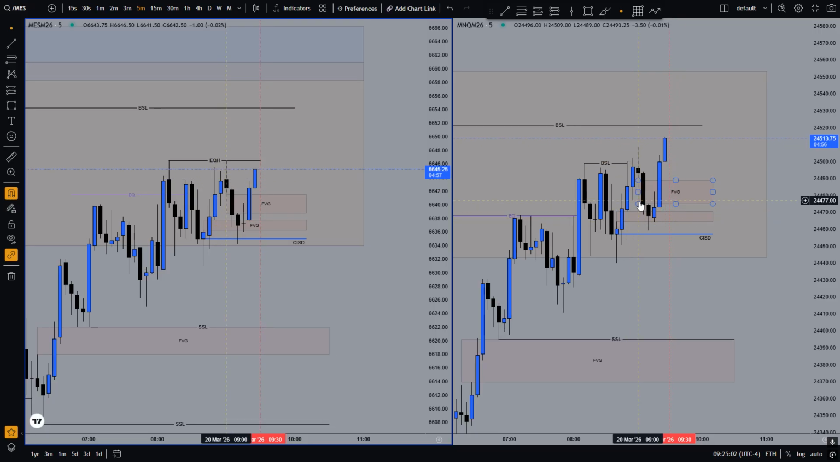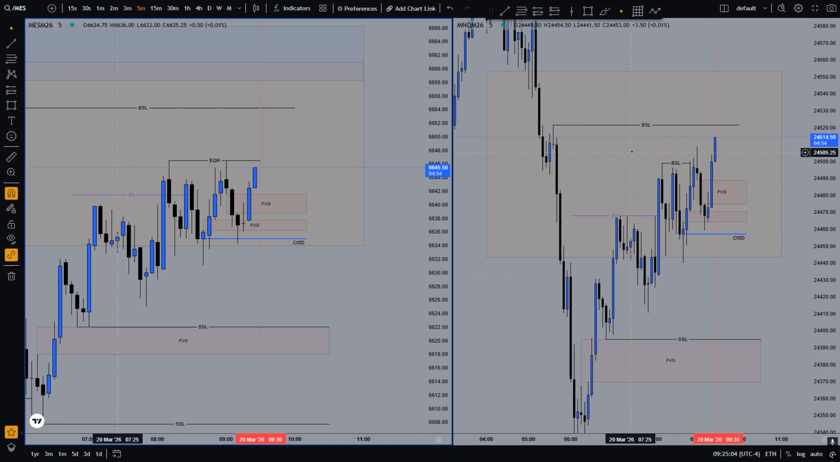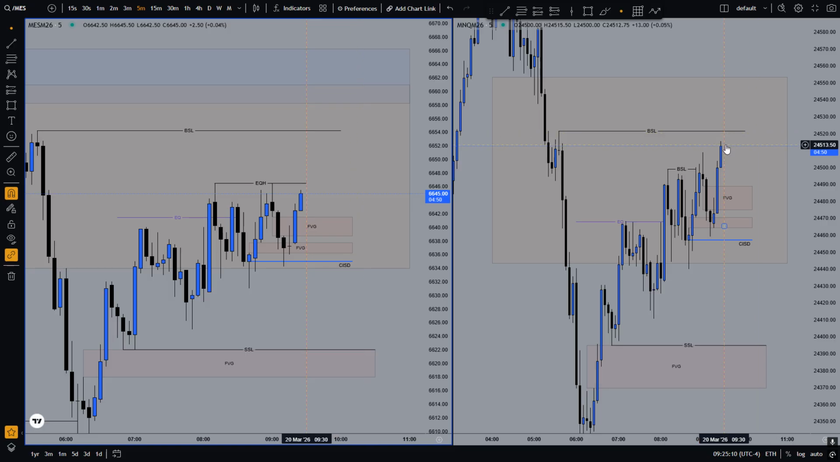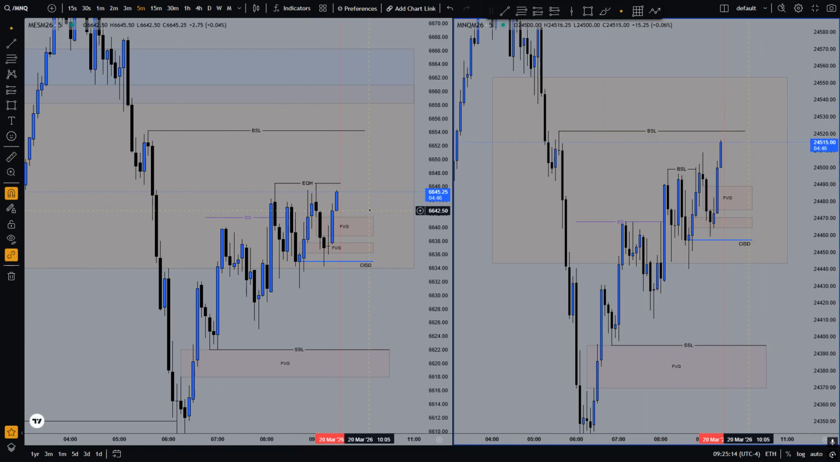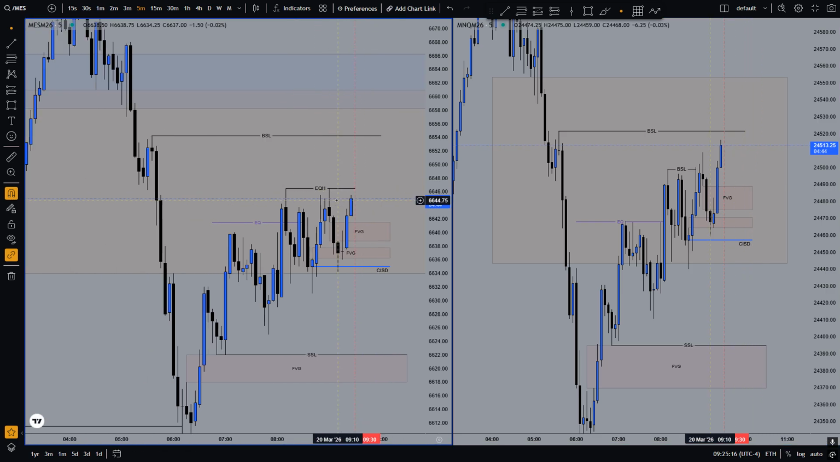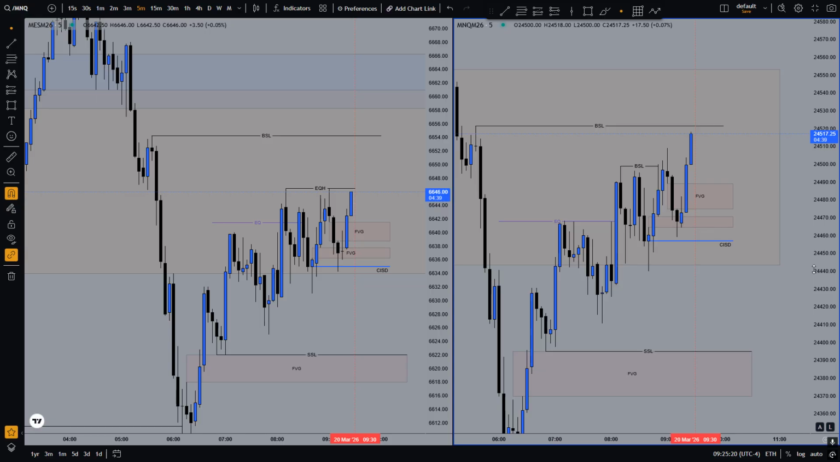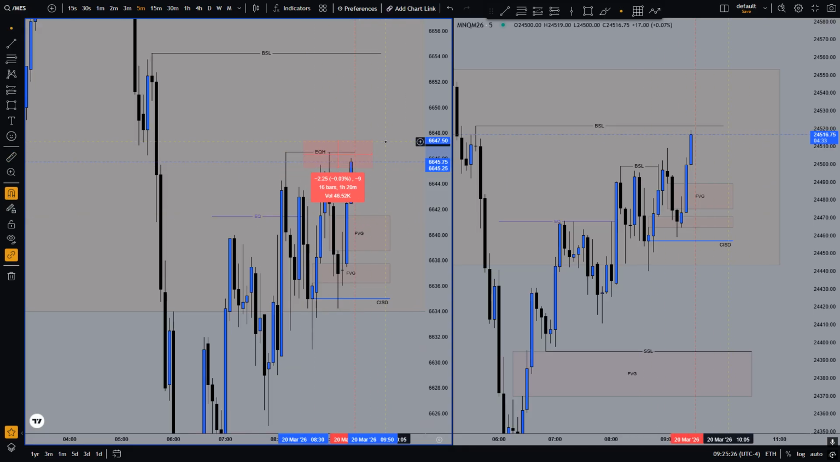So we're getting some nice legs higher here now. NQ looking to take this 5-minute high. So it looks like NQ is significantly higher than ES, so we may get an SMT with proper following price action. ES taking equal highs here soon.